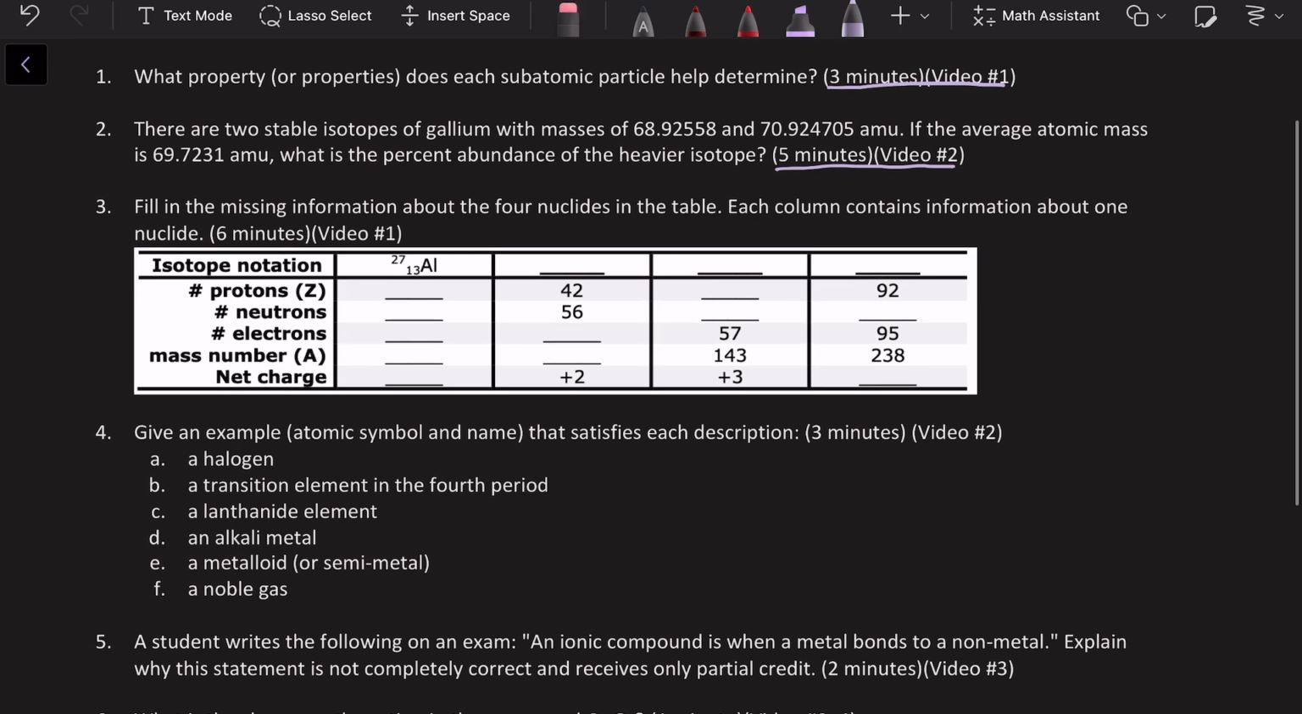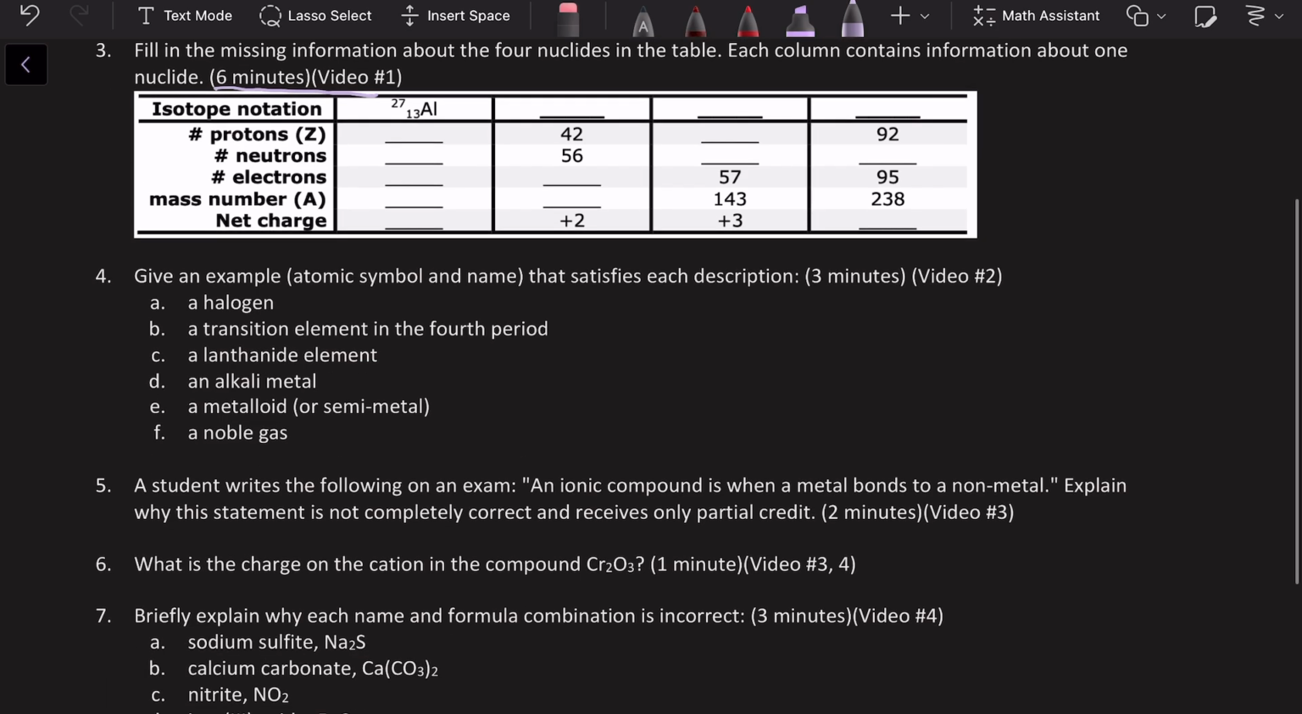Question 3. Fill in the missing information about the 4 nuclides on the table. Each column contains information about one nuclide, 6 minutes, and video number 1. Question 4. Give an example atomic symbol and name that satisfies each description. 3 minutes, video number 2.